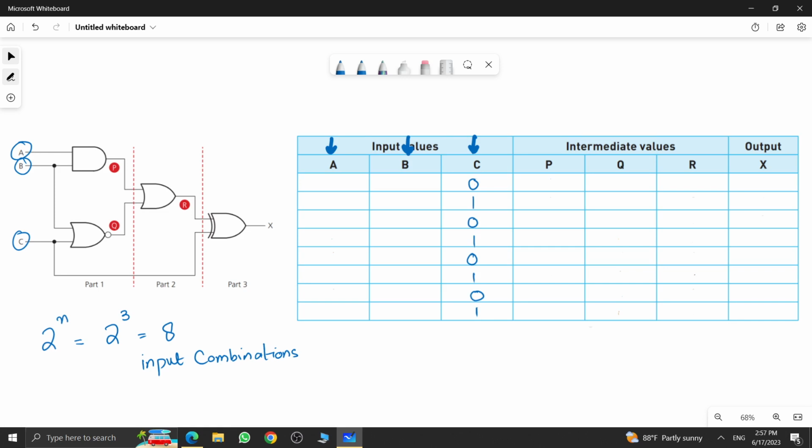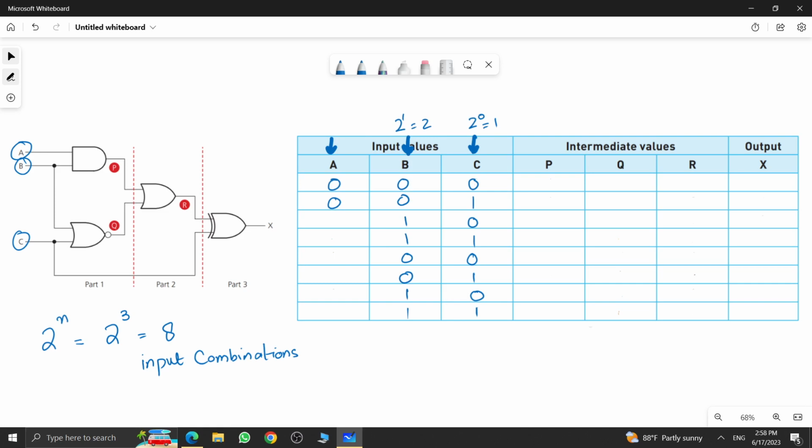In the last input value, which is C, we will put alternate values 0, 1, 0, 1, 0, 1, 0, 1. In column B, we will be putting 2 zeros and then 2 ones, then 2 zeros, then 2 ones. Okay, and next in A, the third input value, we will put 4 zeros. It is in the power of 2. It is 2 raised to the power 0 equals 1. Then 2 raised to the power 1 equals 2.